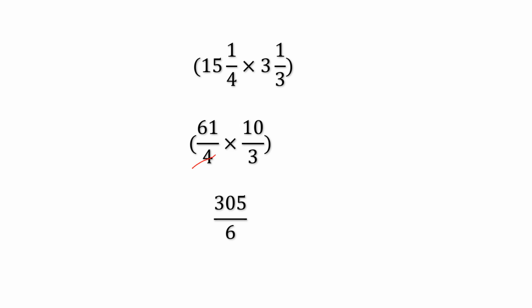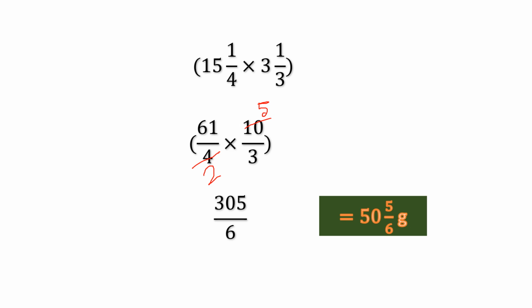So, 4 and 10 can be cancelled with each other by 2. 2 is a common factor of 4 and 10. 2 multiplied by 2 gives us 4 and 2 multiplied by 5 gives us 10. So, now we can multiply 61 with 5. That will give us 305, and we can multiply the denominator with the denominator, that is 2 multiplied by 3 gives us 6.